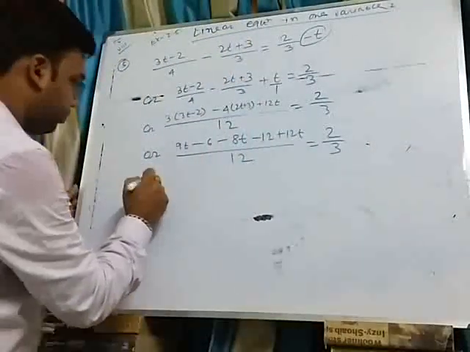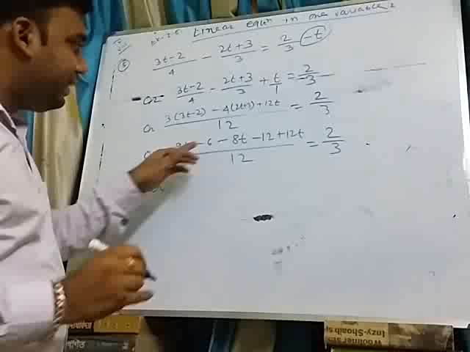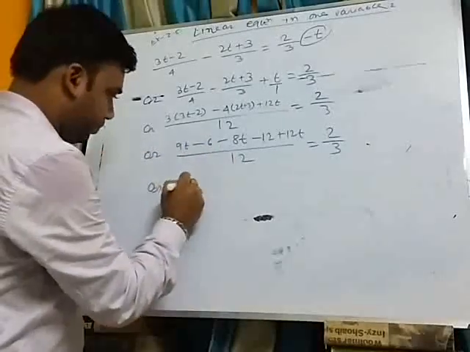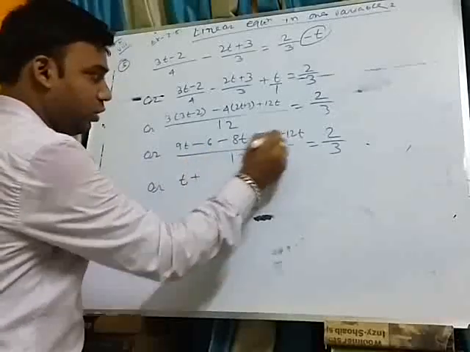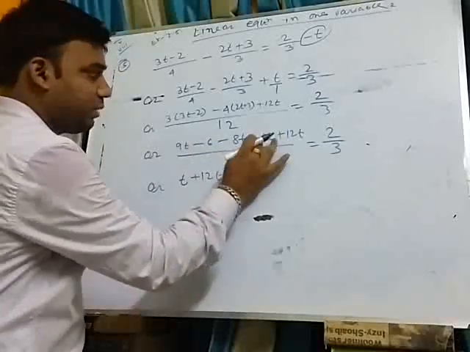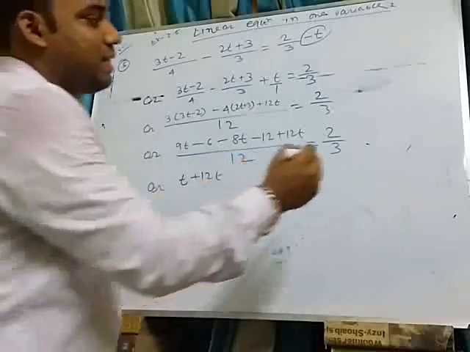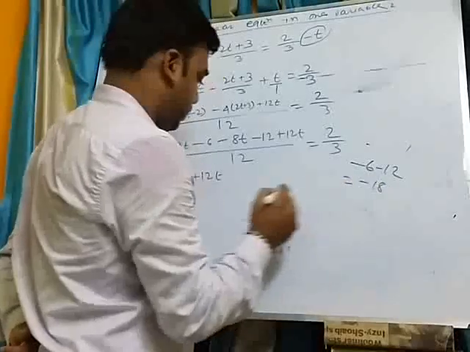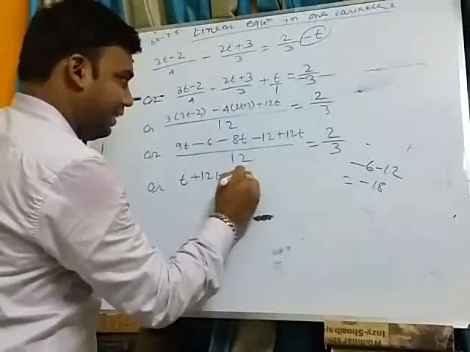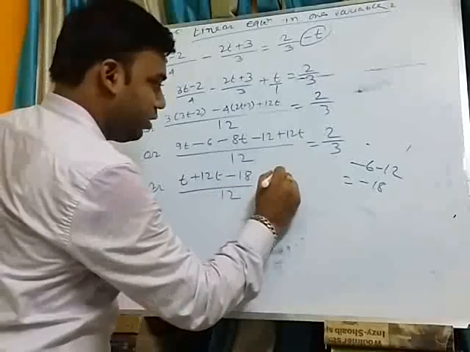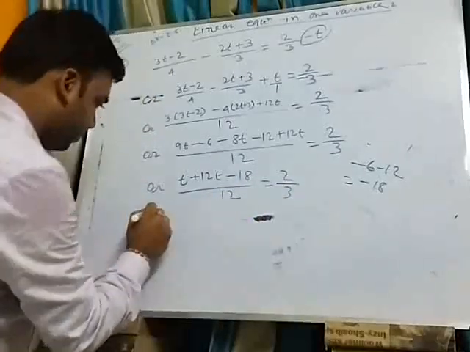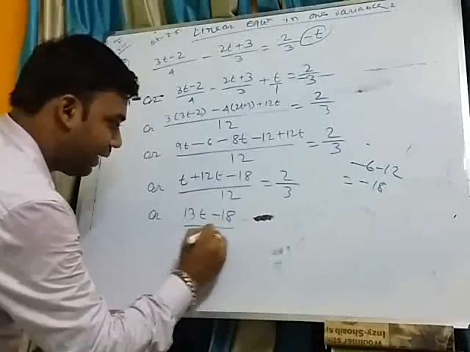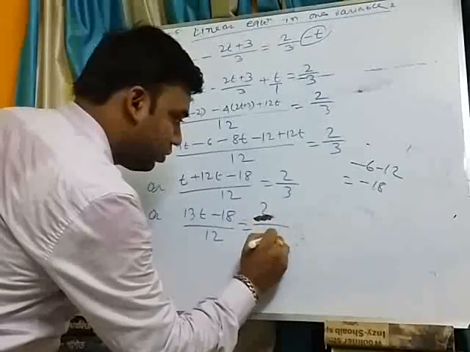Now 9t minus 8t, that is t, plus 12t. Minus 6 minus 12, same sign, it will be addition, that is minus 18. So (13t minus 18) by 12 equal to 2 by 3.